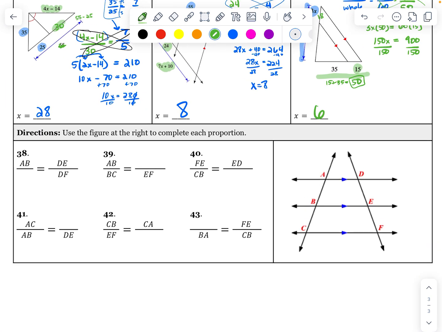All right, let's go ahead and knock this out. 38 through 43. Use the figure at the right to complete each proportion. Okay, I'm going to color code like crazy. A, B. And then I have DE and DF. DE and DF. Well, so that is going to go with AC. Rock on. I guess I could have left it. AB, AB. BC, BC. So that's going to have to be, if it's ED, it's going to have to be DE.